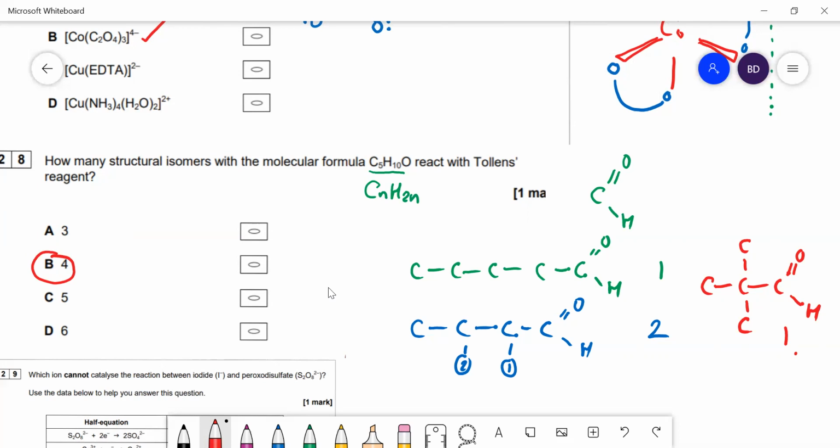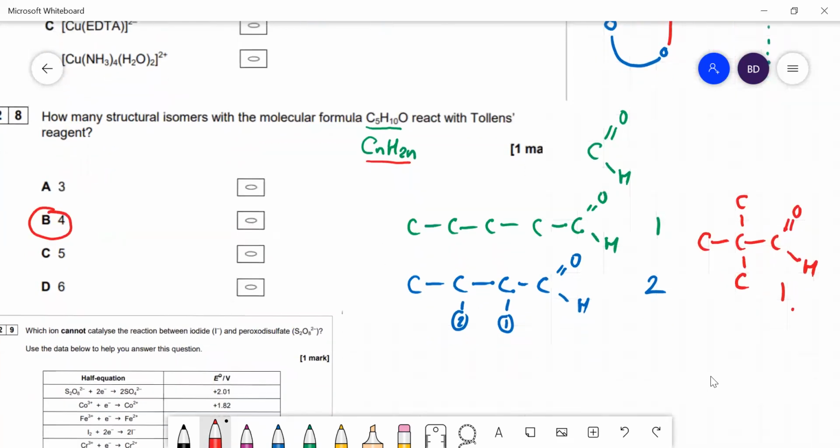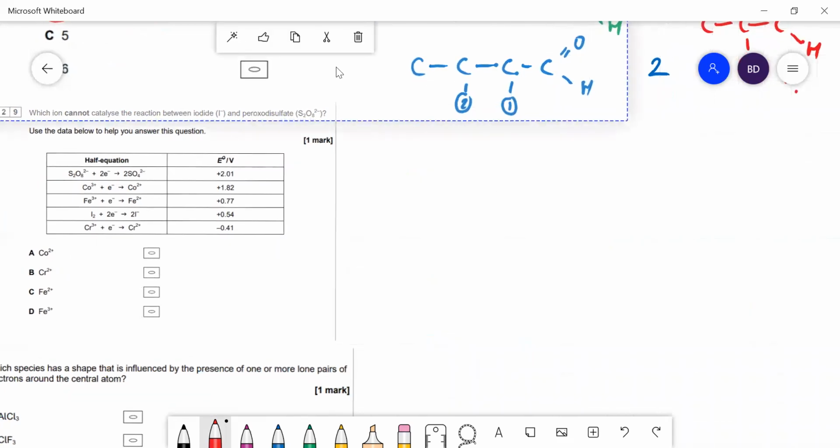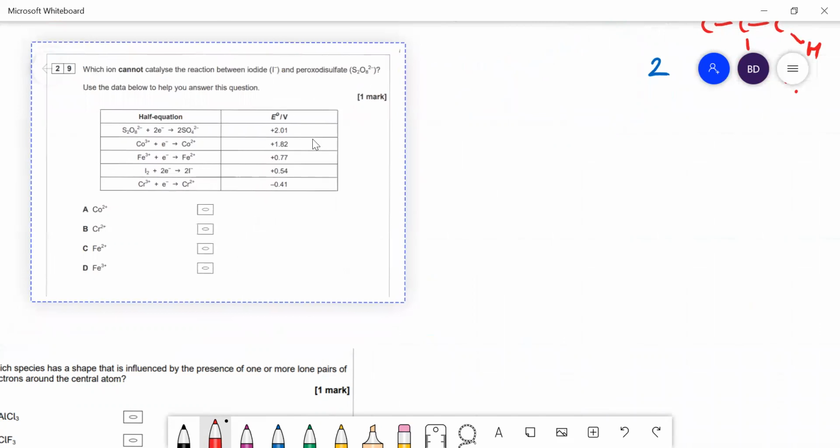You can't have a cyclic or anything like that because you've got to have that CnH2n ratio there. Okay, 4 is the answer. This is a tricky question, I think. So let's have a look at this one. All right, make it a bit bigger.